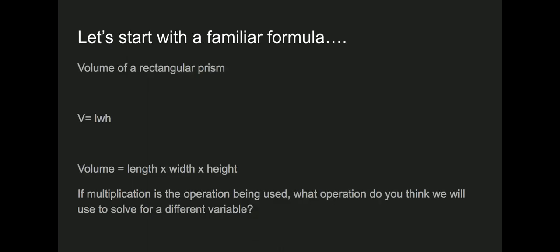Okay, so we're going to start with a familiar formula, and that's the volume of a rectangular prism. And so that's something that you probably saw right around 6th grade math. So to calculate the volume, we use volume equals LWH, which stands for volume equals length times width times height. If multiplication is the operation being used, what operation do you think we'll use to solve for a different variable? Like if we were trying to find the length, the width, or the height, instead of actually finding the volume.